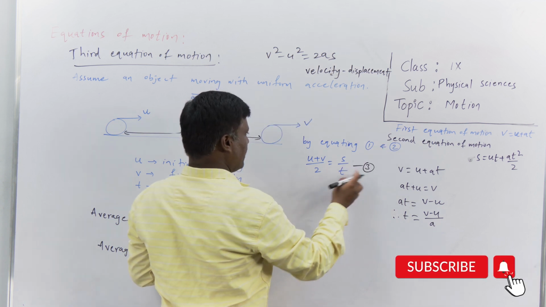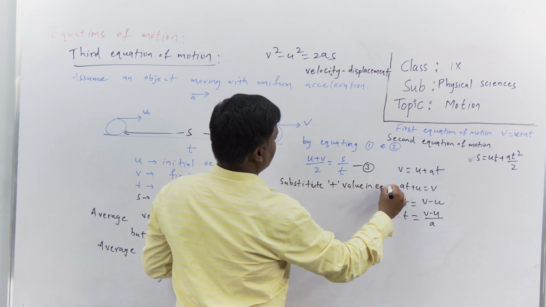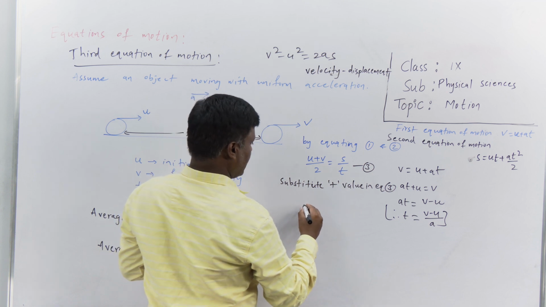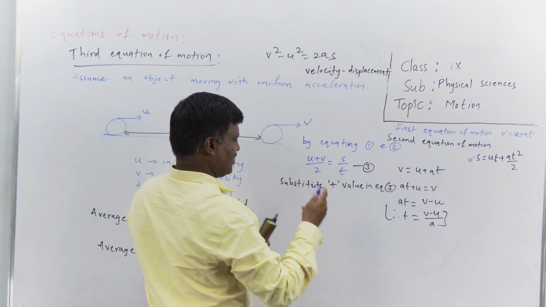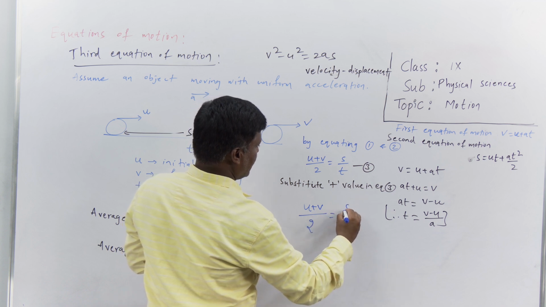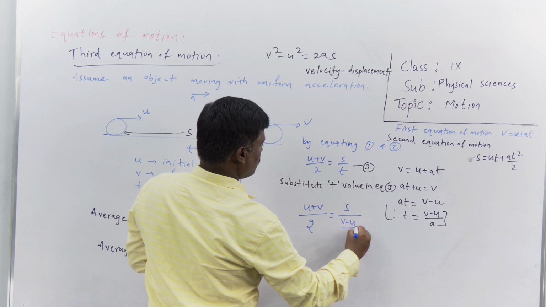After equating 1 and 2, we got equation 3. So substitute the t value in equation 3. If you substitute, what do you get here? So the remaining part of the derivation is this. (u plus v)/2 is equal to s by, in the place of t, we are going to write (v minus u) by a.